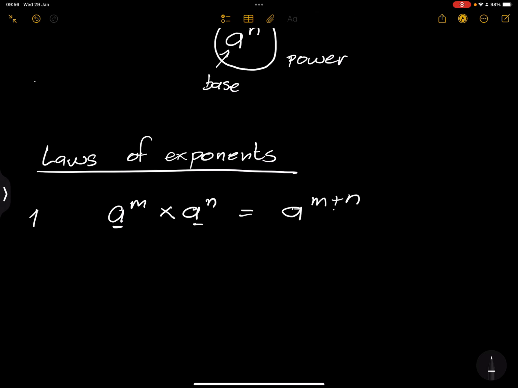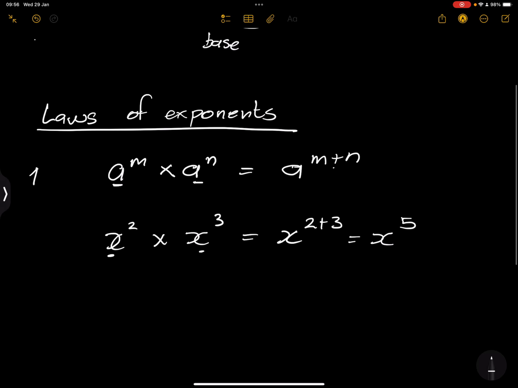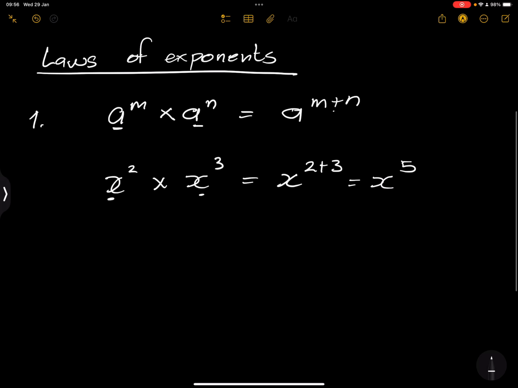Right, so if we take an example, so if I take x squared multiplied by x to the 3, right? So in this case, what happens? My bases are exactly the same. So we keep the base, we add the exponent. So in this case, that's 2 plus 3. So that will be x to the exponent of 5, right? So now we know that whenever the bases are the same and we are multiplying, we add the exponents.